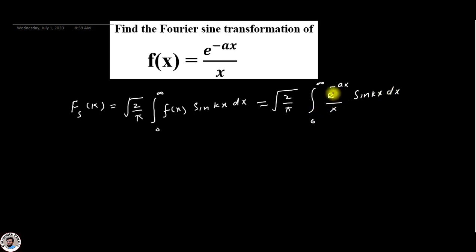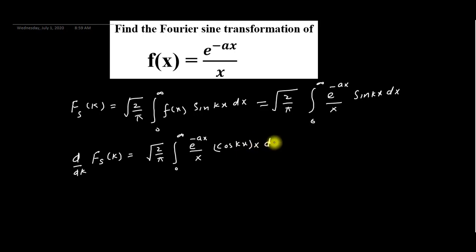Friends, in order to make this integration easy, we have to eliminate this x. In order to eliminate this x, we have to differentiate this term with respect to k. So we will get d/dk of F_s(k) equal to under root 2 divided by pi, integration from 0 to infinity, e to the power minus ax divided by x, cos kx into x dx.